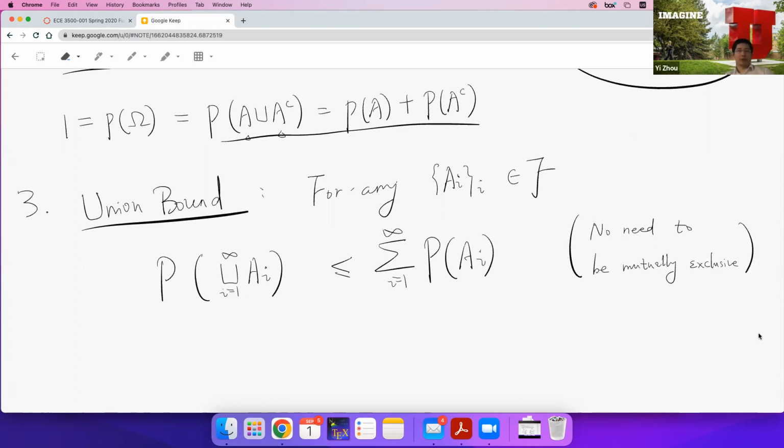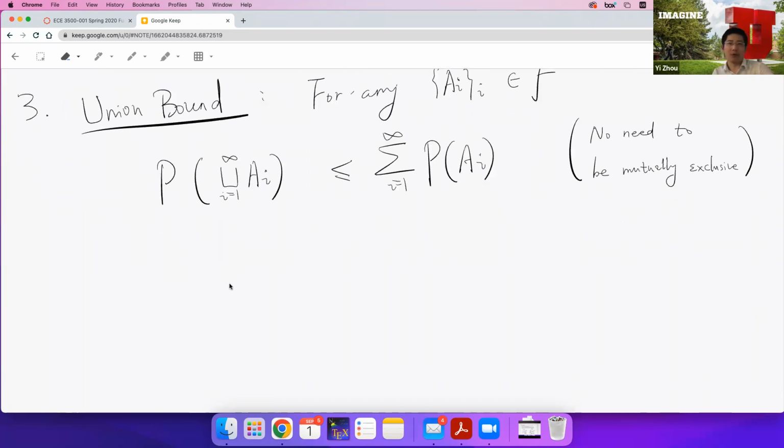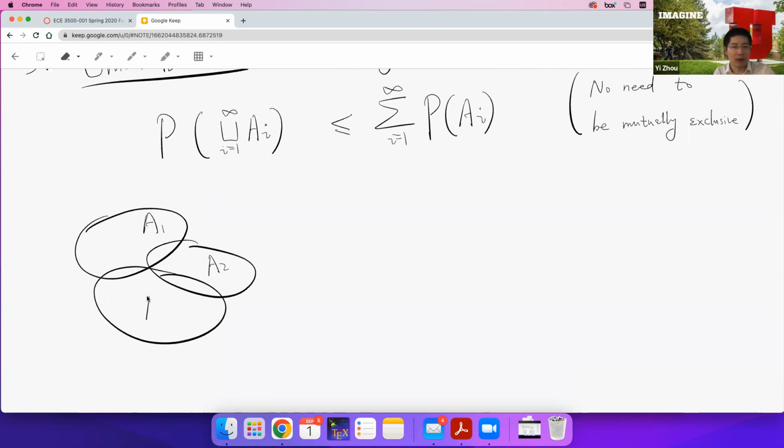So this property says that for an arbitrary bunch of events, the probability of their union is always smaller than the sum of the probabilities of the individual events. For example, we draw a figure. This could be A1. It's always less than or equal to, sorry, smaller than the sum of their individual events, not bigger. So this could be the A_i's.